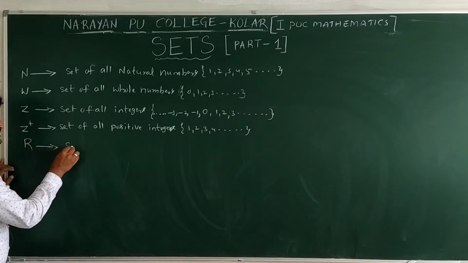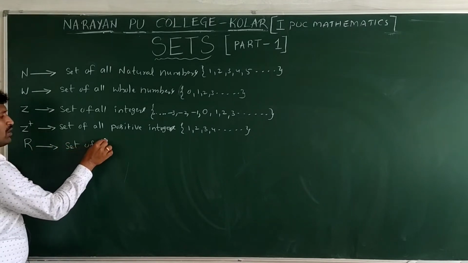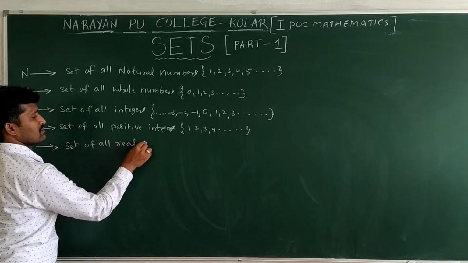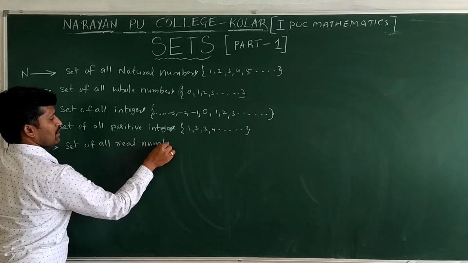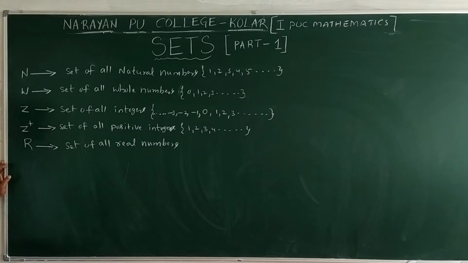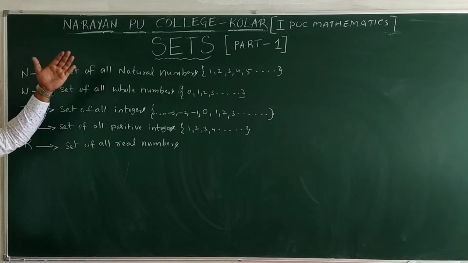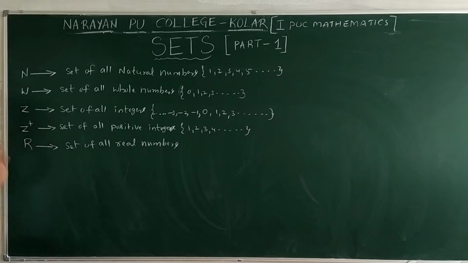Capital R means the set of all real numbers. Every number is part of the real numbers: natural numbers, whole numbers, integers, positive integers, rational, irrational. Every number is part of the real numbers only. This will exist from minus infinity to plus infinity. In that, every value is included in the real numbers.